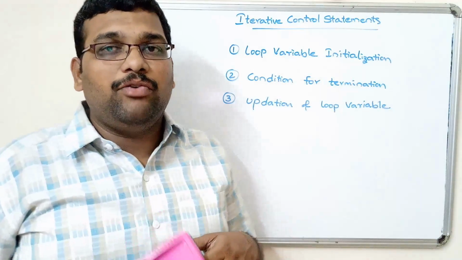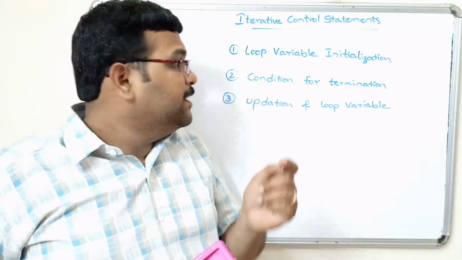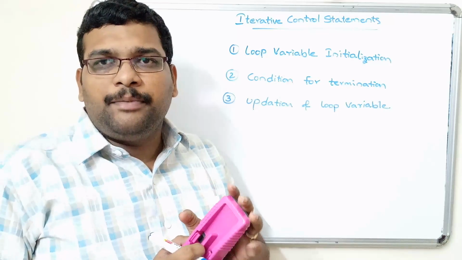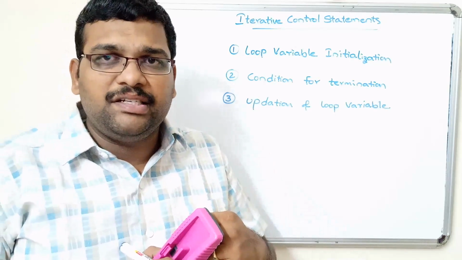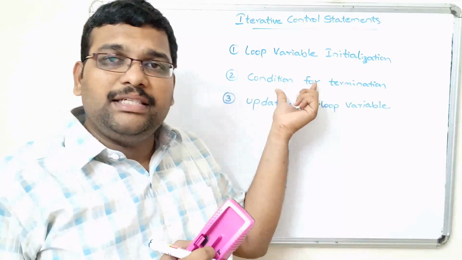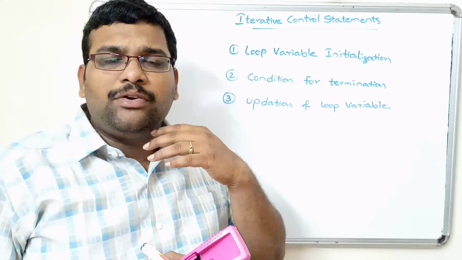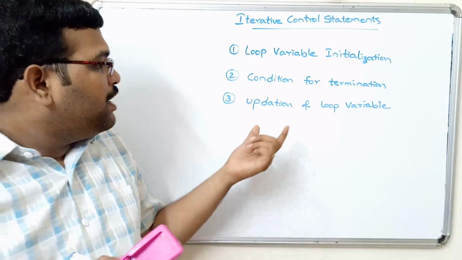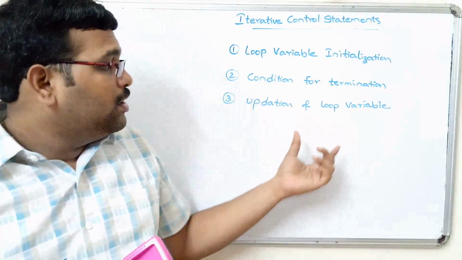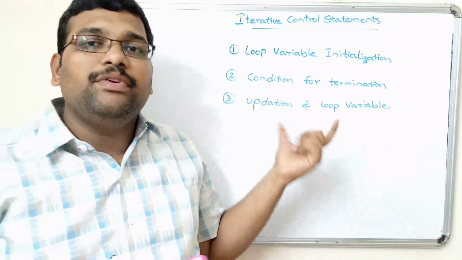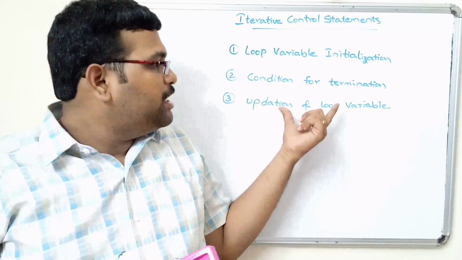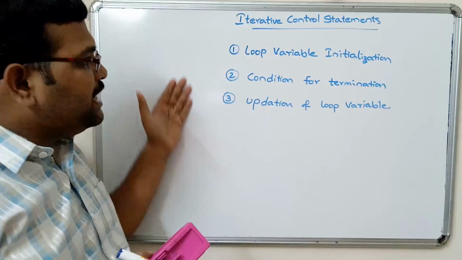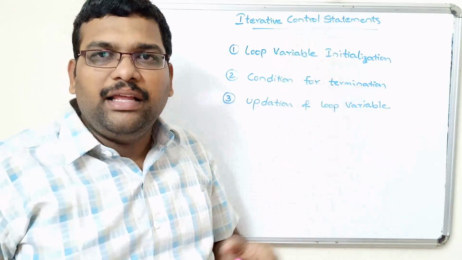Before starting the loop we have to initialize one variable, and the second one is that at a particular time the loop should be terminated, that means for getting a finite number of iterations. If you fail to write this condition, it will go into an infinite loop, so the loop will not terminate and the number of iterations will keep increasing. Next, updation of loop variable. For every iteration we need to update this loop variable. Based upon this loop variable we have to write the condition. So these three things we have to take care of in iterative statements.